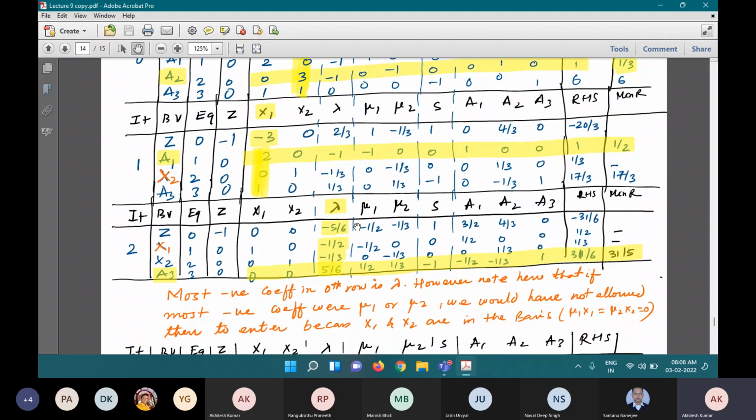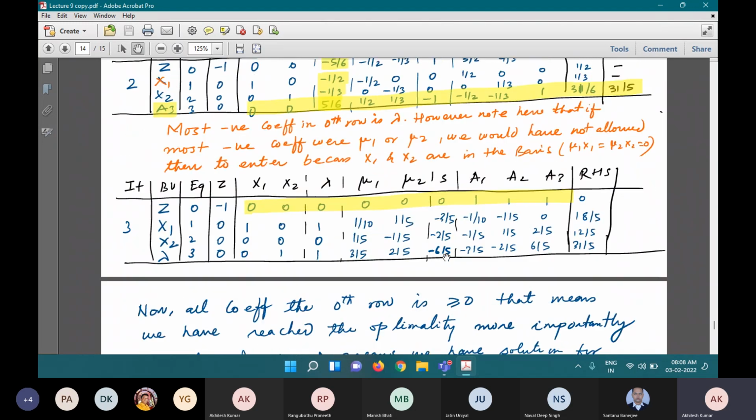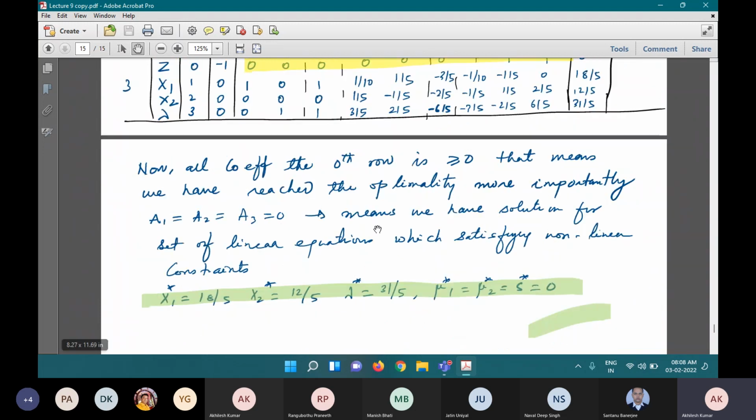As you proceed, there comes a time when lambda, mu1, mu2 are all negative. Luckily here, lambda has the highest negative coefficient, but had mu1 and mu2 had the highest coefficient, we would not allow them to enter because x1 and x2 are in the basis. That ensures mu1 x1 and mu2 x2 equal 0, because x1 and x2 have positive values, so mu1 and mu2 will have 0 value. In 3 iterations, you will be able to solve that problem, and then you can find the final solution.